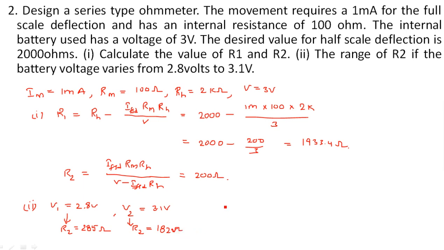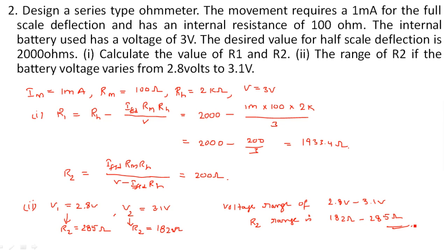Okay, that means for the voltage range of 2.8 volts to 3.1 volts, the R2 resistor range is 182 ohms to 285 ohms. This is the calculation. Okay, so in this way we can solve the problems.